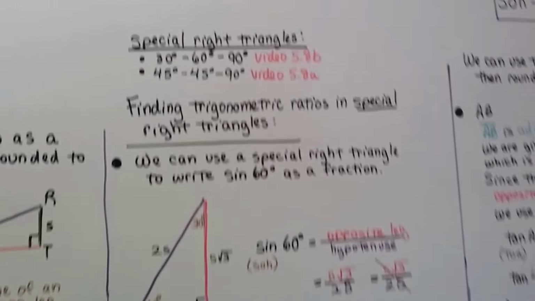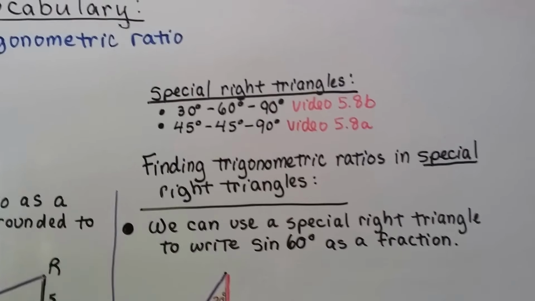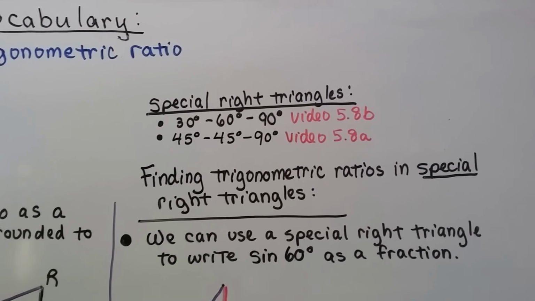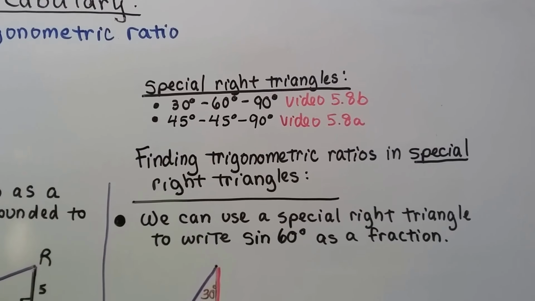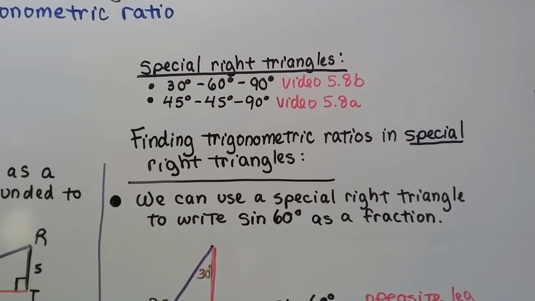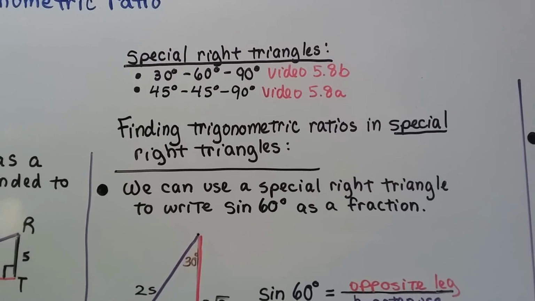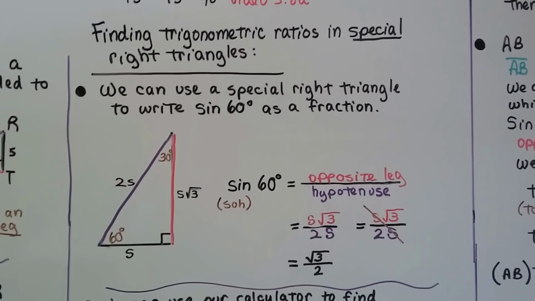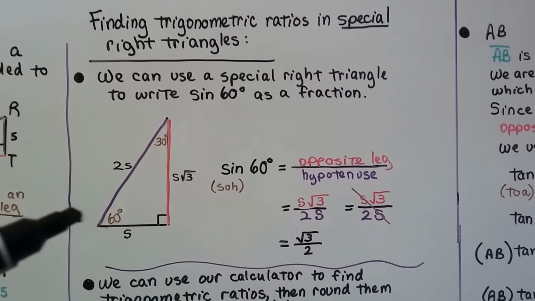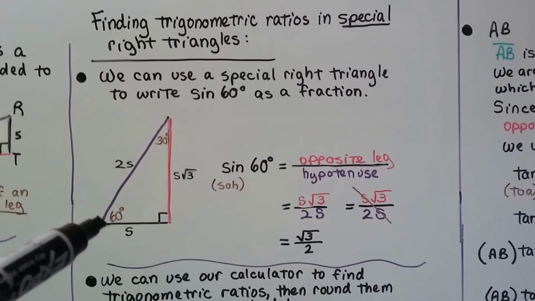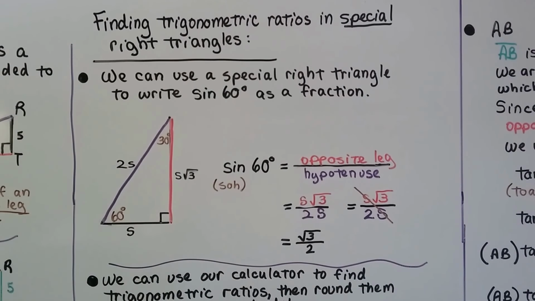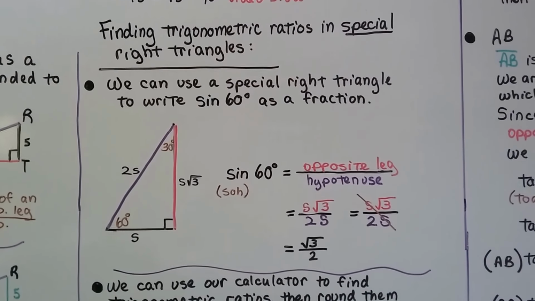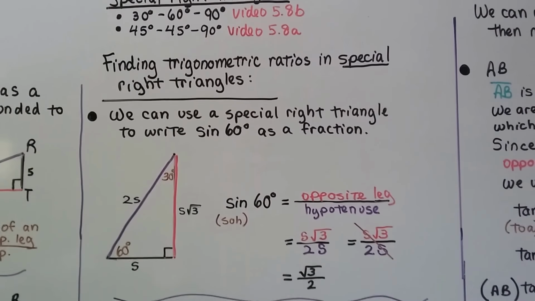Now in video 5.8a and b, we talked about special right triangles. If you haven't seen it, you should probably go back and check that out. In finding trigonometric ratios in special right triangles, we can use a special right triangle to write sine of 60 degrees as a fraction. So here's the 60 degrees, here's a 30, we know that's 90, so we have a 30-60-90 degree triangle. It's a special right triangle.